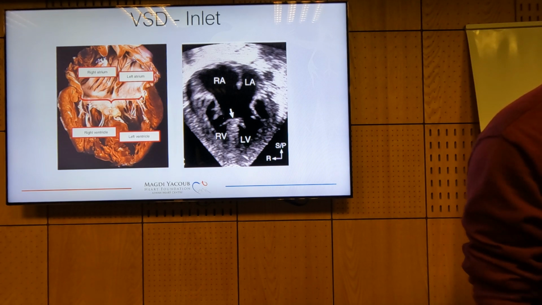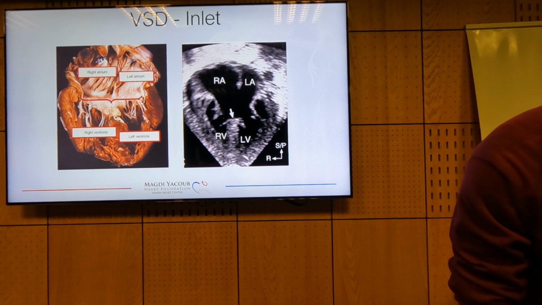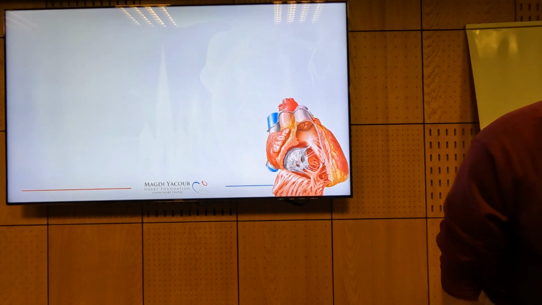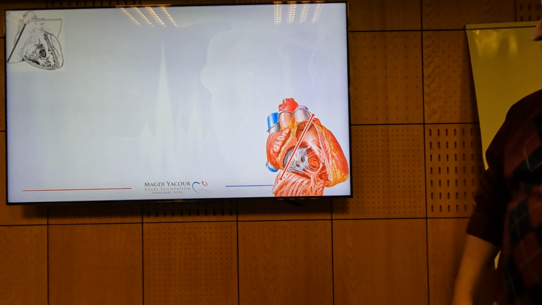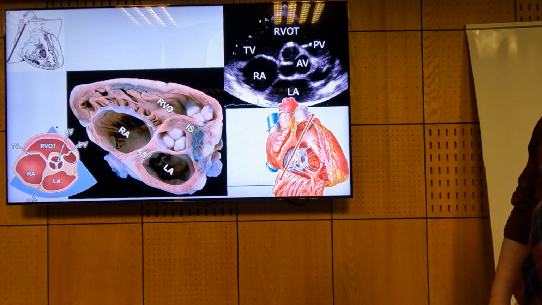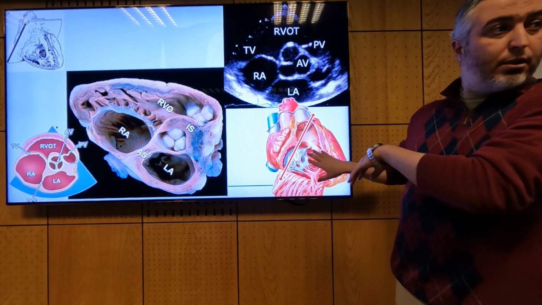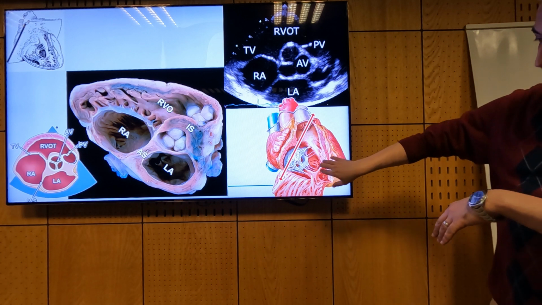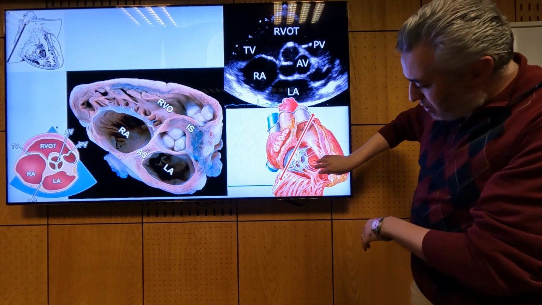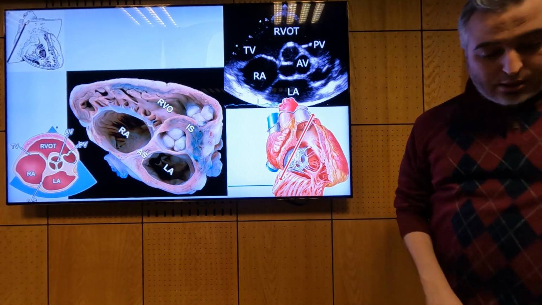So if you look in the parasternal short axis view, remember here, this is the parasternal short axis view. Where is the ventricular inlet? Here. So this cut section does not show the ventricular inlet. Does not show anything in the mid-septum or the apex. So if you need to look at the inlet, mid-muscular, or apex, you need to get the four-chamber view, the other axis.